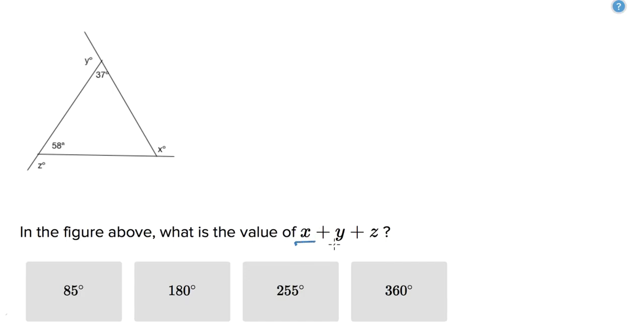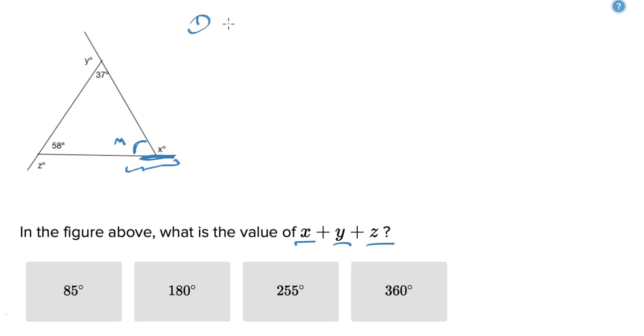This question is asking you to find the value of three constants whose values are given to you, and then add them up together to figure out what the right answer is. So I'm going to go ahead and start with x. Well, we know that x and whatever inner angle this is, since it's a missing angle, I'm going to label it m, added together has to equal 180 because both of these are supplementary angles. Hopefully you were able to see that.